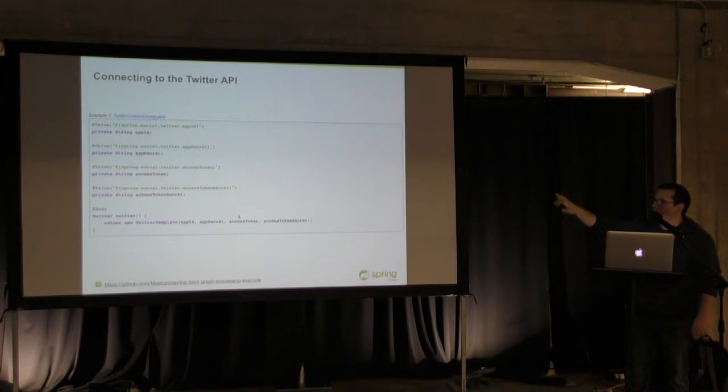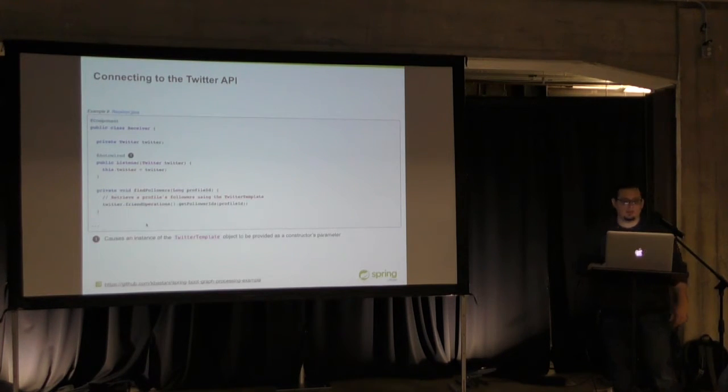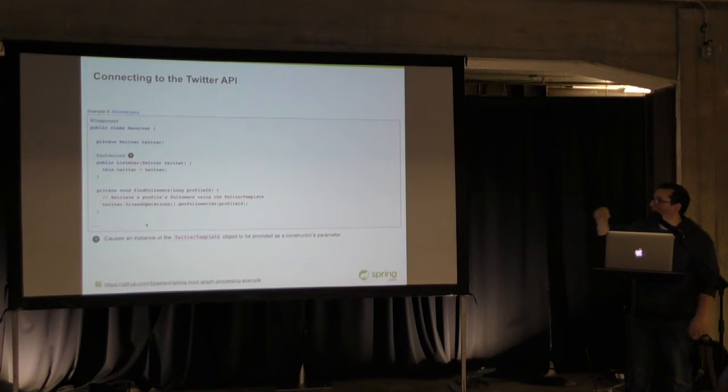So here, all I'm doing is mapping those configuration properties for the app ID, the app secret, the access token, and the access token secret. And I'm creating a new template here. This is my client, this Twitter template, which is going to be used to actually call the Twitter API through Java and import users. And here I have my receiver, which is going to receive messages to import new users.